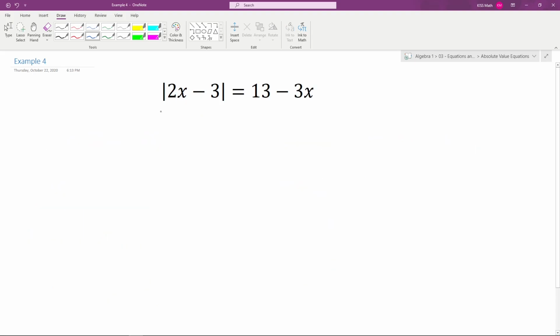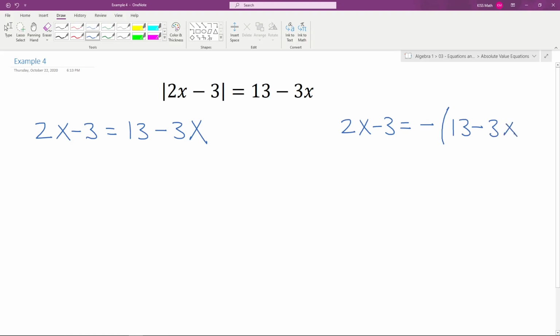Example 4. So again, we've already isolated our absolute value, so we can just straight write our two equations. 2x minus 3 equals 13 minus 3x. And then our other equation, 2x minus 3. Now this time, the other side of the equation is a little bit more complicated, but the entire equation for that side of the equation has to be multiplied by a negative sign. So I'm going to write that like this.